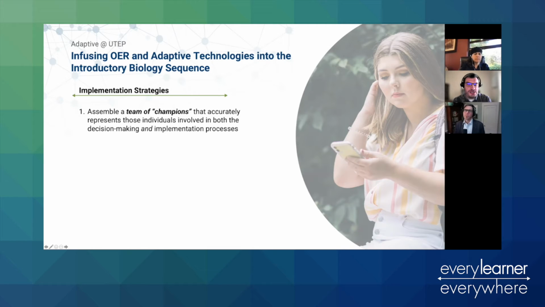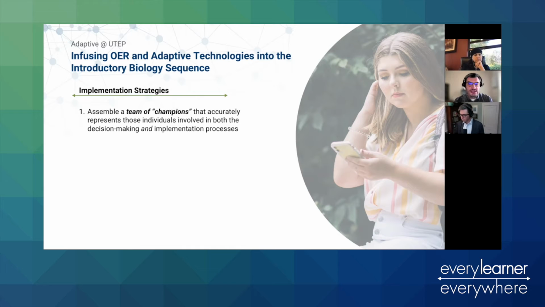And so it was important to me that we were not focusing on only a subset of those individuals to the exclusion of other folks, but that we were creating a team that represented individuals involved both in the decision-making and the actual implementation processes. And so our group collectively became about 6 people, 3 and 3, right? 3 representing the cell and molecular side and 3 the organismal side.